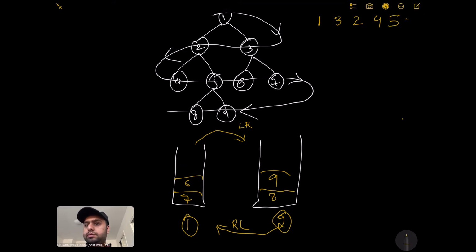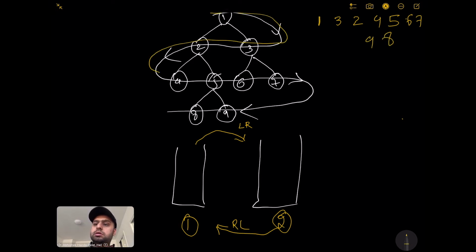And I'll pop 5 out of the tree as well. 5. Okay, the next turn is of 6. 6. The next turn is of 7. Because they don't have any children, I'm directly just iterating over them. And now similarly the stack number 2 will be iterated and we'll make it empty, and since they have no children, we'll be emptying them as well. So the output will be 9 and 8 here. Hence this traversal I am able to do with 2 stacks.